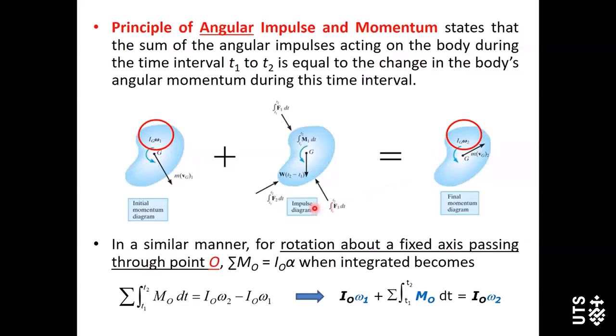In other words, the initial angular momentum of this rigid body, Ig omega 1, plus the summation of the angular impulses on the body must be equal to the final angular momentum, Ig omega 2.